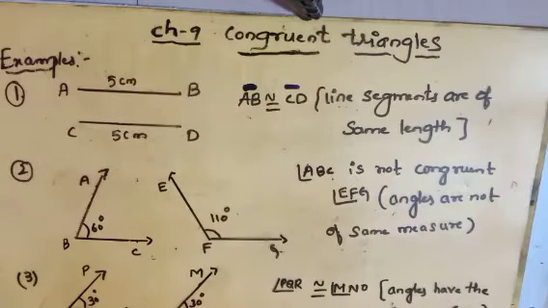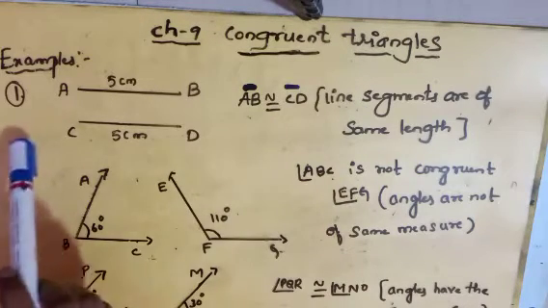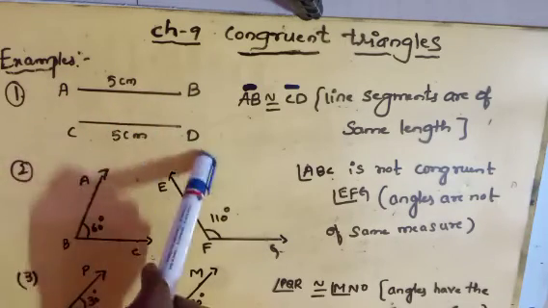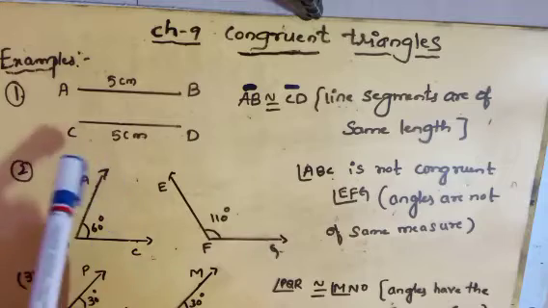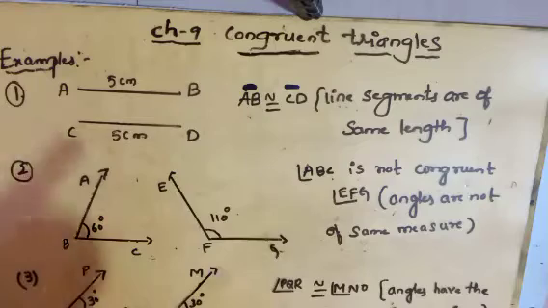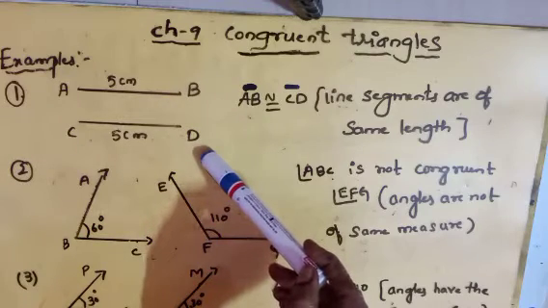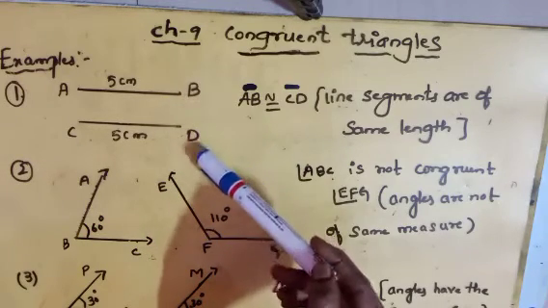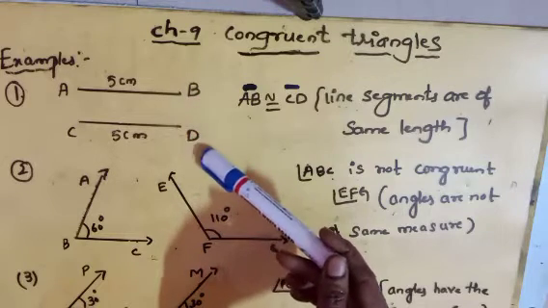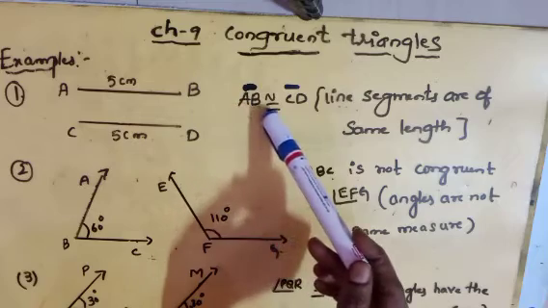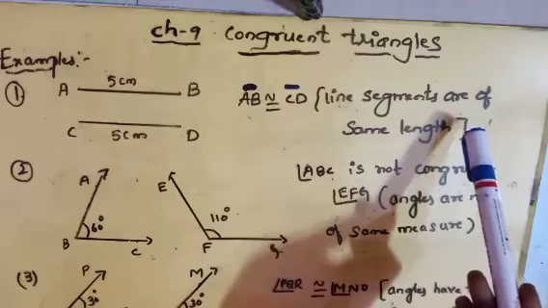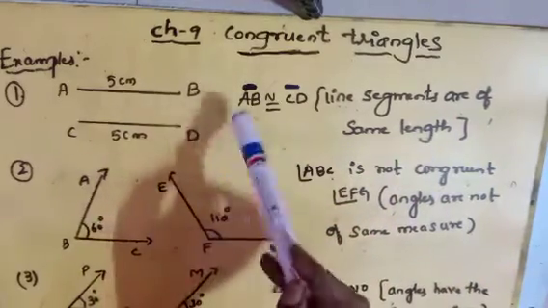Examples for congruent. See here some examples. AB is 5 cm and CD is 5 cm. So we can say both the line segments are congruent. By seeing only we can say both the line segments are congruent, because both have the same length. That's why we say that AB is congruent to CD. Why are they congruent? Because both line segments have the same length.